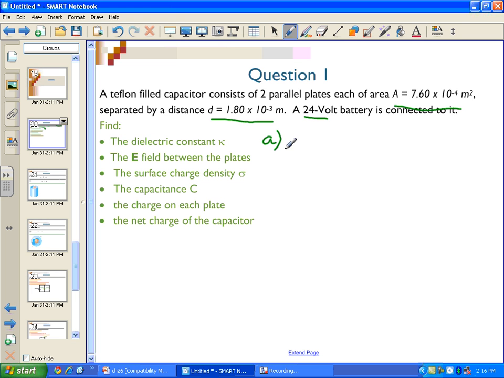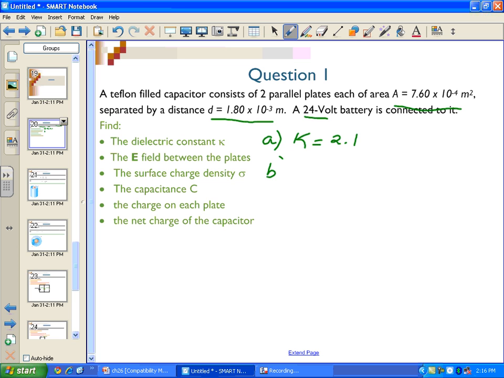Well, the only way we can do this is to consult our textbook and look up the value of kappa, the dielectric constant of Teflon. So in other words, if this was a question, let's say, on a test, and I give you no other source of information, I would certainly give you the value of kappa.